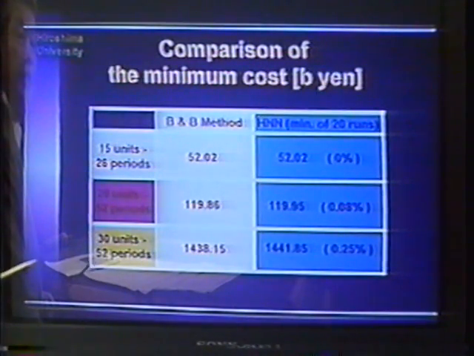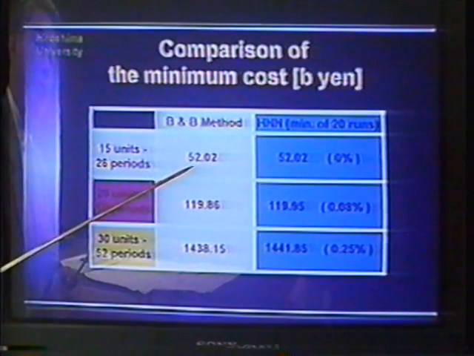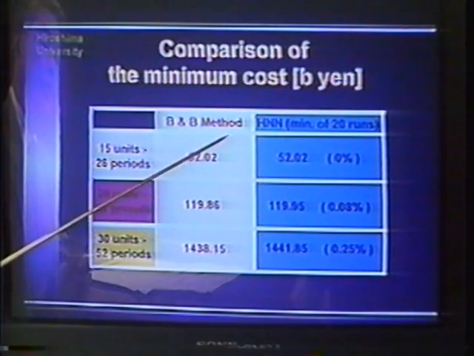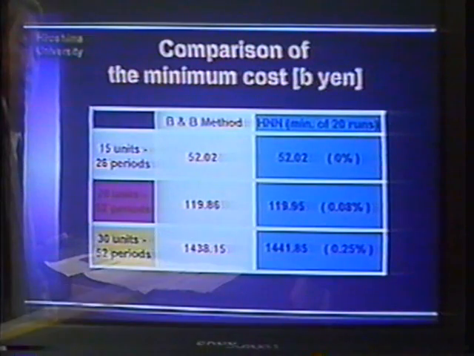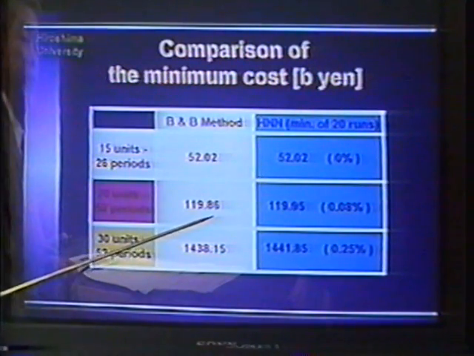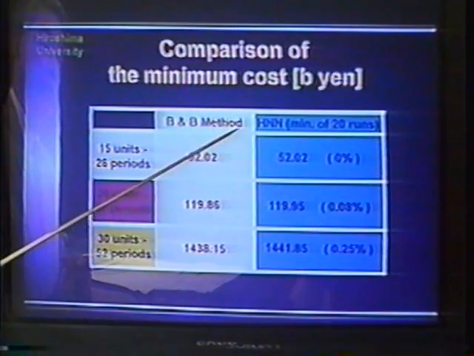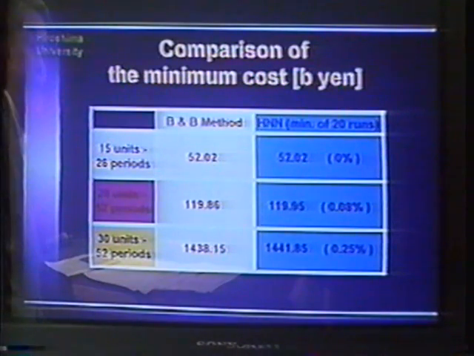So this is a comparison of the minimum cost, that is the scalability of the Hopfield neural nets. In the same study case, the branch and bound method gets 52.02 billion N, and Hopfield neural nets obtain the same value, so the discrepancy is 0%. In our base case, the best value from the B and B method is 119.86 billion N, and the best value by Hopfield neural nets is 119.95, and the discrepancy is 0.08%, maybe allowable for long-range planning.